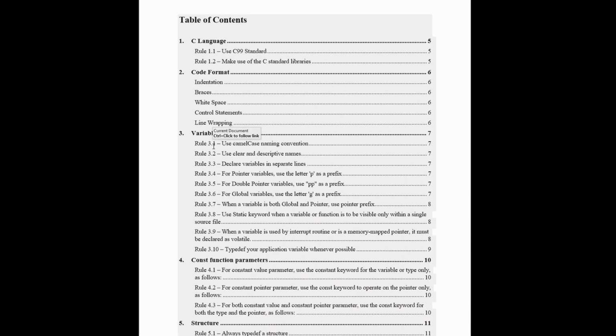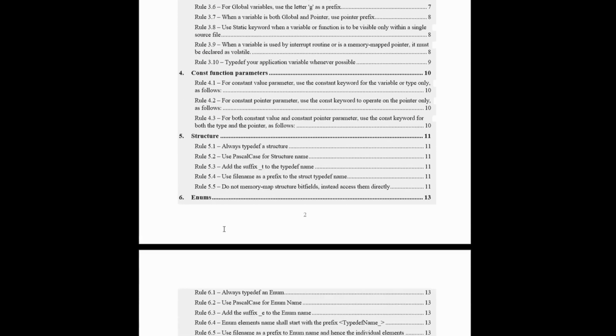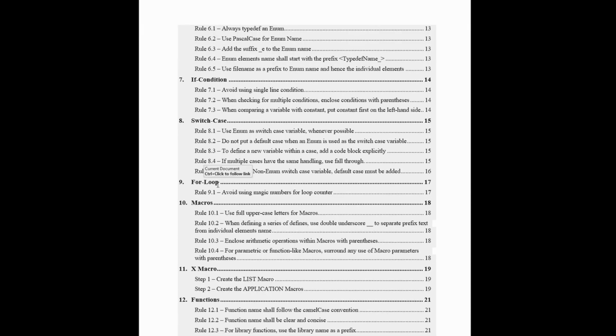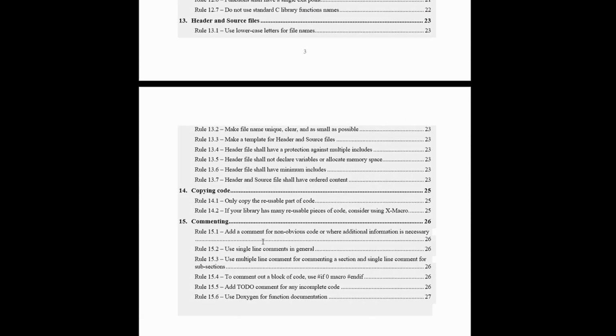So basically, I start with some brief recommendations related to the C language, and I then summarize the code format related to IDE or any code editor, basically. After that, we start the style rules for variables, constants, structures, enums, if conditions and switch case, for loops, macros and X macros, functions, files, copying code, and finally commenting.